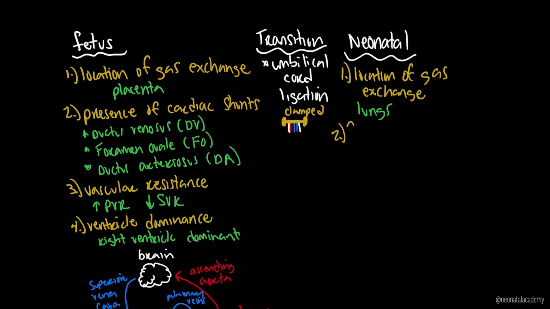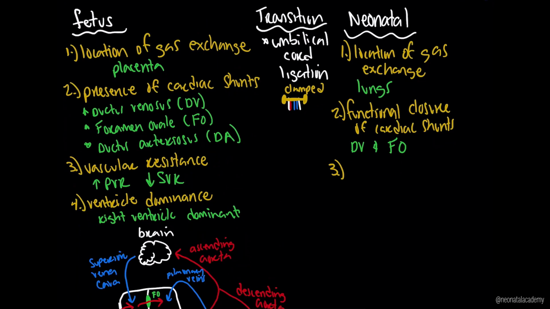Now we're going to have functional closure of cardiac shunts. That's going to be mainly the ductus venosus. Since now we eliminated that placental circulation, we don't need that to shunt blood from the umbilical vein to the inferior vena cava anymore, so that's going to be functionally gone. And then the foramen ovale is going to also be functionally closed, which I will show you later on.